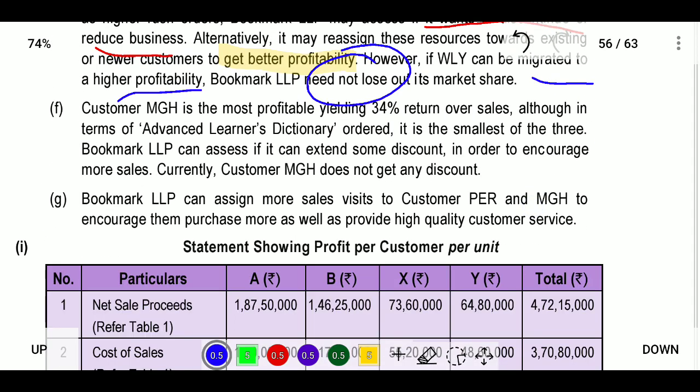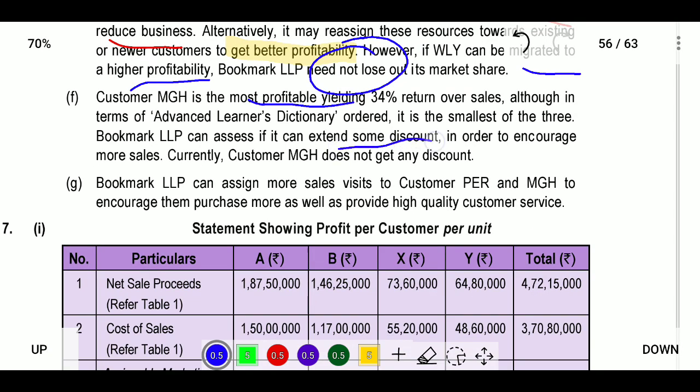Next, customer MGH is a person who is not providing sales returns and not asking for discounts, and we have a more profitable yield of 34%. Also, in terms of advance line and dictionary order, it is the smallest three. Bookmark LLP can assess whether it can extend some discounts in order to encourage. So we need to provide a discount to that person and encourage him. Currently customer MGH does not get any discounts. He is not getting any discounts.